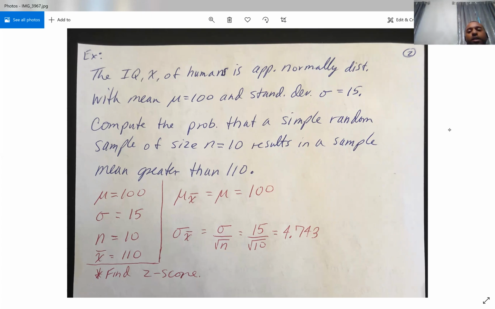Compute the probability that a simple random sample of size n equal to 10 results in a sample mean greater than 110. First thing we do is, in this box, you notice we have everything that was given to us. Mean is 100, standard deviation is 15, sample size is 10, and x bar, our sampling distribution mean, is 110. I'll give you a chance to write that out.